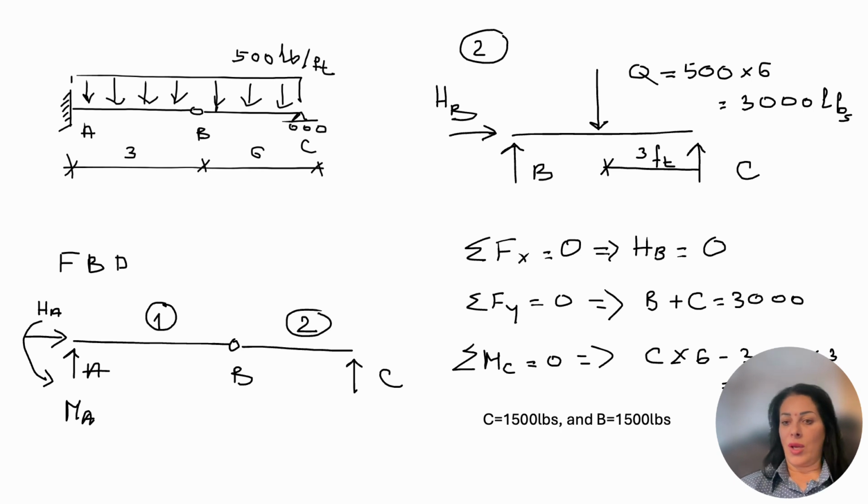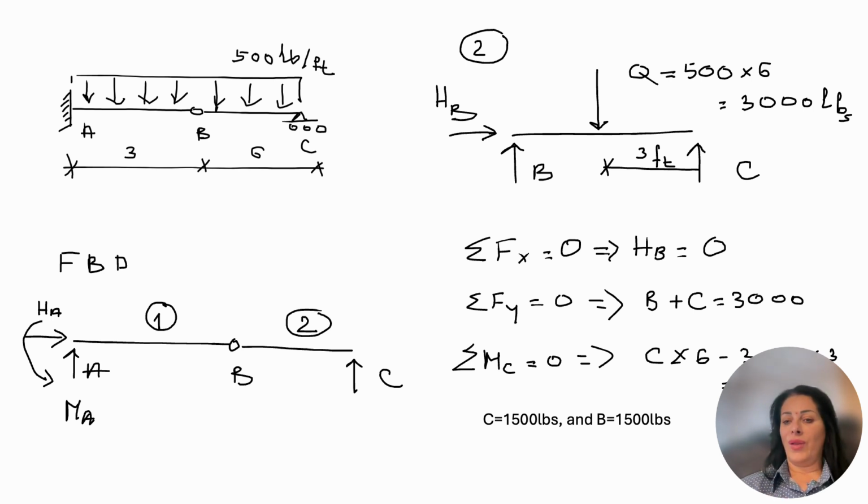Using the equations of equilibrium, HB is equal to 0 because we don't have any external loads in the X direction. Sum of forces in the Y direction equal to 0 gives B plus C is equal to 3,000 pounds. And we can use the moment at point C or the moment at point B, whichever side you like. Imagine that we take it at point B. That means we have the reaction at point C, C times 6 feet minus Q, which is 3,000 pounds, times 3 feet. That will give me the value for B and C to be 1,500 pounds.